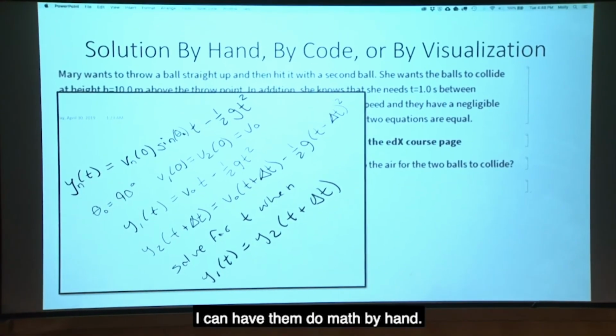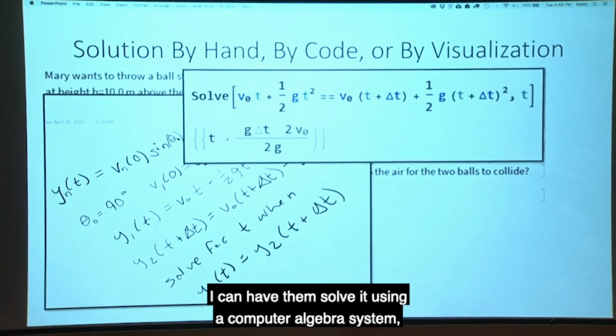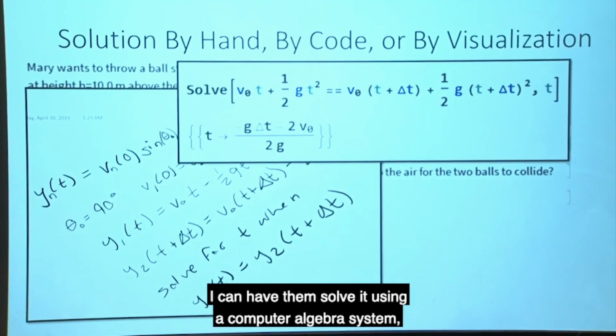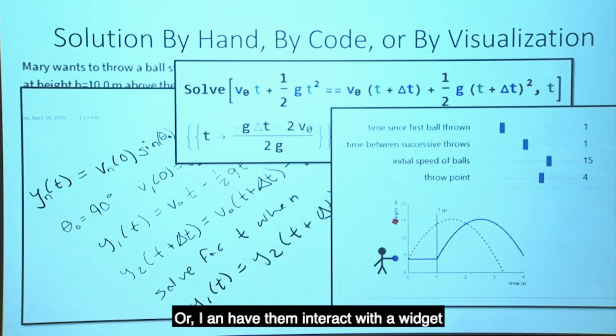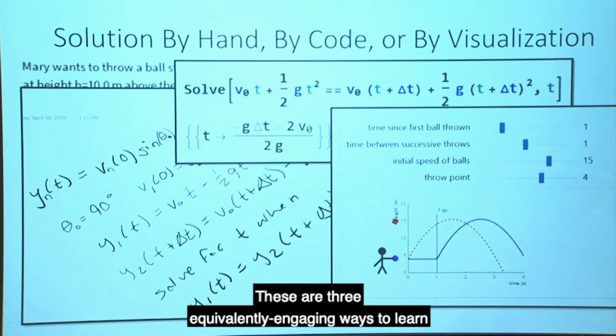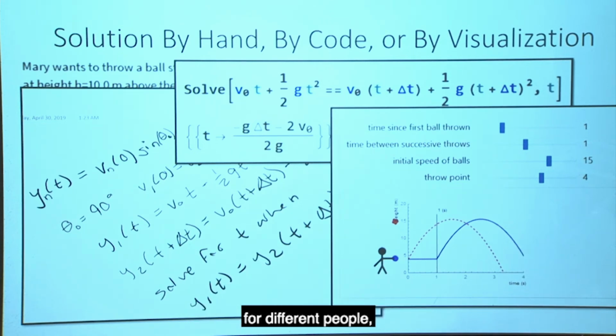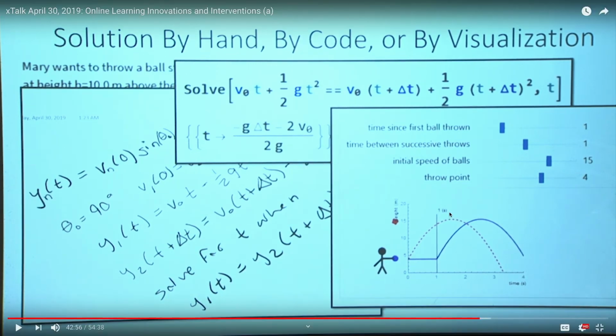I can have them do math by hand. We think that there's definitely some value in that. I can have them solve it using a computer algebra system, or just coding it, computer programming. Or I can have them interact with a widget and play with this thing and learn visually. And these are three equivalently engaging ways to learn for different people. And we want to know which one and how to give different learners so that they engage.